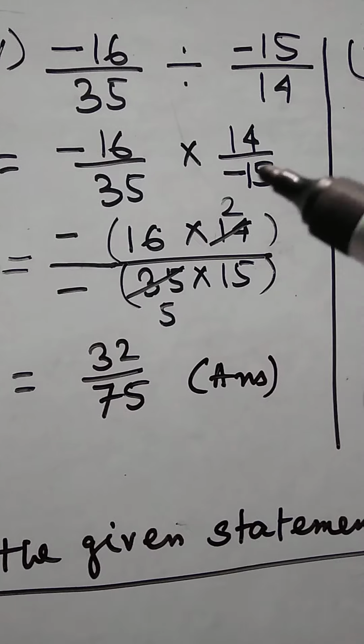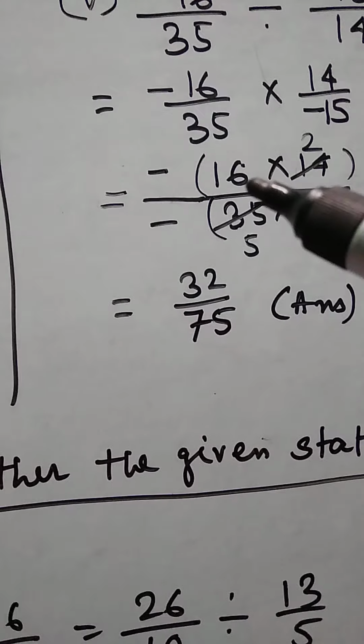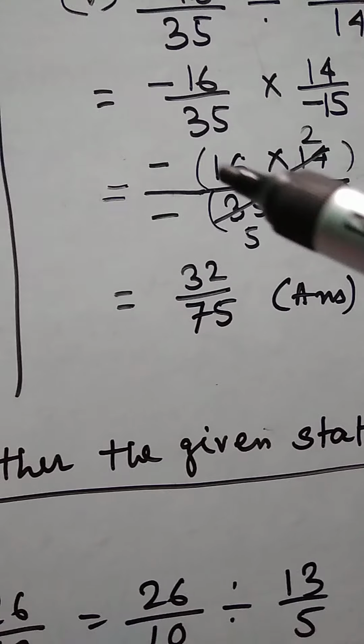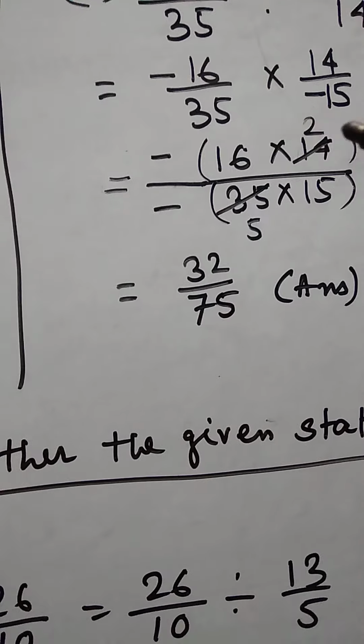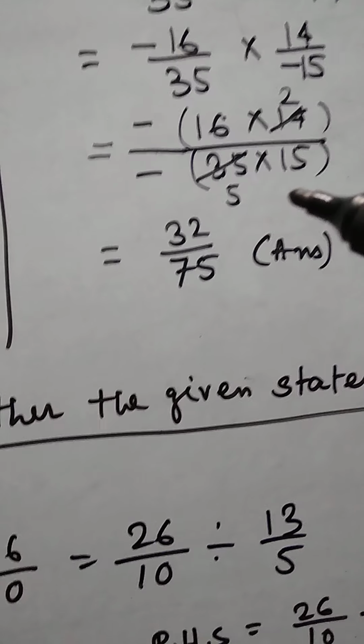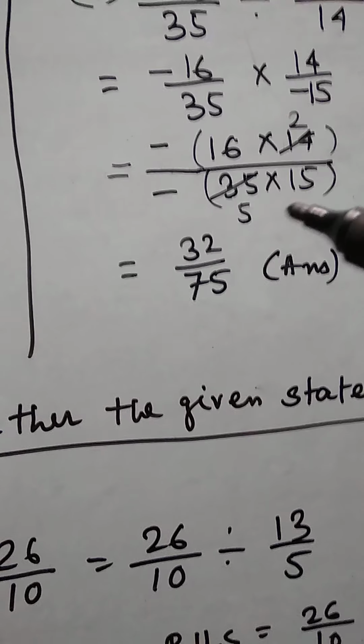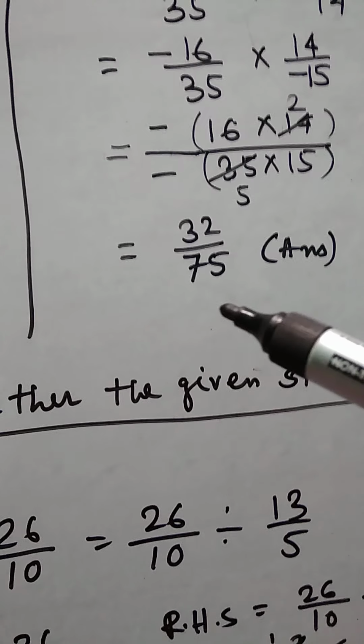Then multiply numerator into numerator and put it in the numerator, and denominator into denominator, put it in the denominator of the product. Then simplify by 7. You will get here 5 and you will get here 2. Then see here, no more simplification is possible, so the result will be 32 by 75.